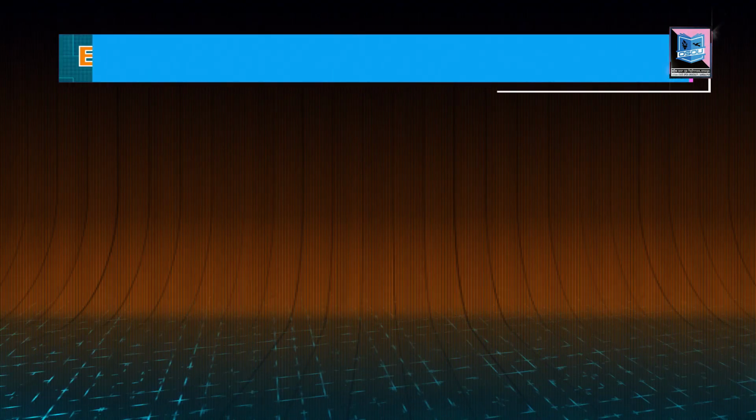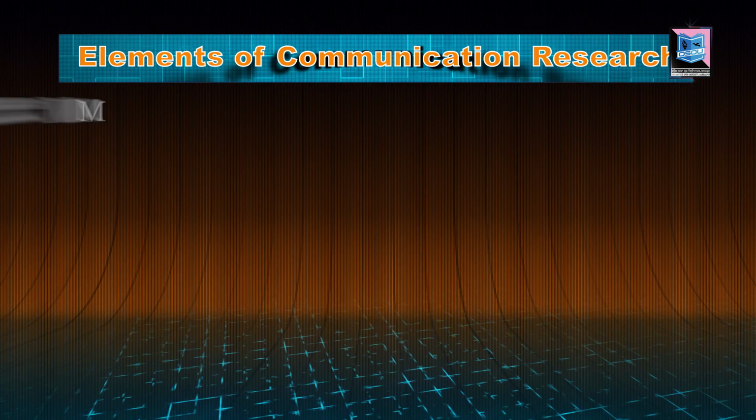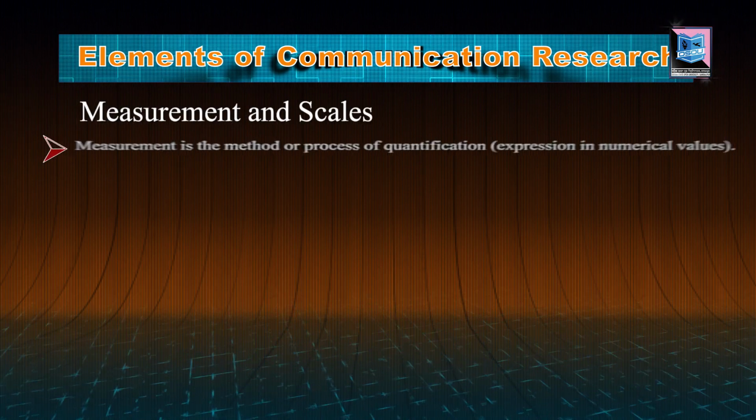A communication researcher also needs to be aware of the measurements and the scales that we use for measurement while performing communication research, particularly of an administrative nature. What really do we mean when we say measurement in the context of communication research? Measurement refers to the method or process of quantification.